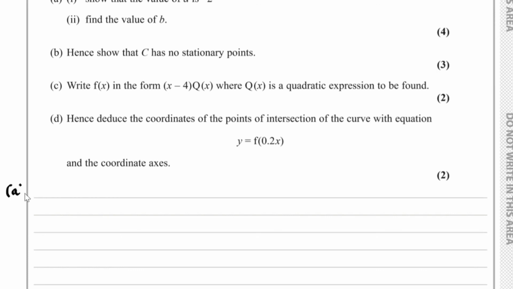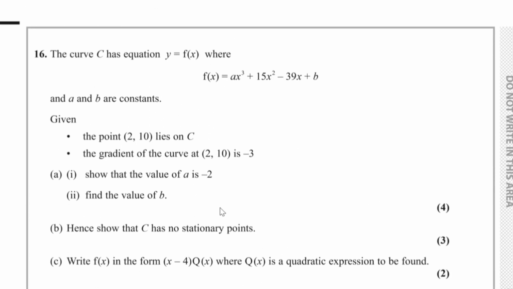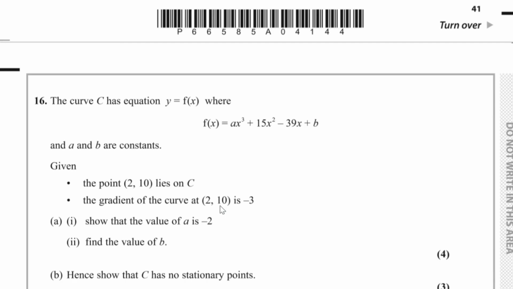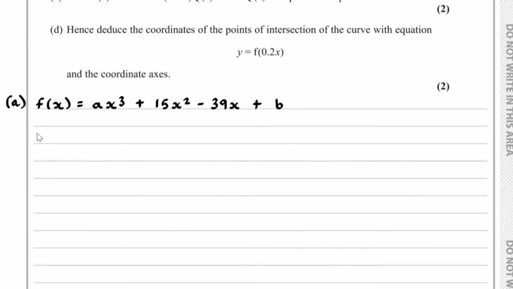So for part A, we begin with f of x, which is equal to ax cubed plus 15x squared minus 39x plus b. If we differentiate, the reason we have to differentiate is because we've been given information about a gradient. We would get 3ax squared plus 30x minus 39.